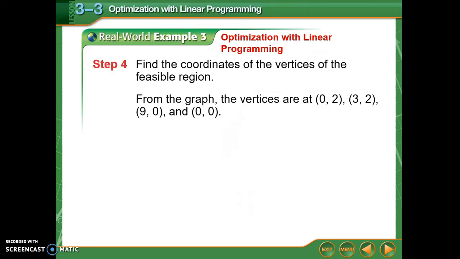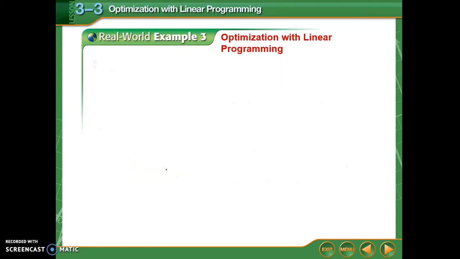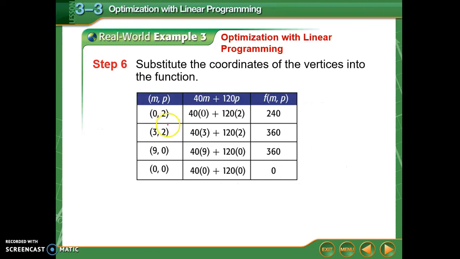But what is the function? The function that describes our income. Remember, what we're maximizing is income, meaning how much money are we making? We said that we made $40 per mowing job, so 40 times the number of mowing jobs plus $120 times the number of pruning jobs. So that's our function of mowing and pruning jobs. That's our income function, and we want to find the maximum value. So that's when we use our table. Here you'll see my 4 vertices that we got from our graph. Each of them are plugged into my income function that will help me to maximize how much I can make.